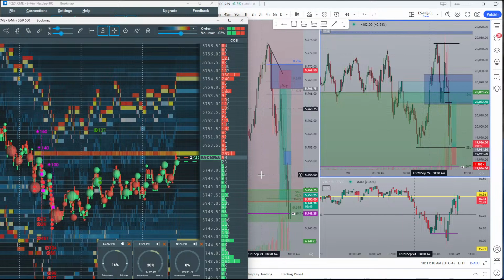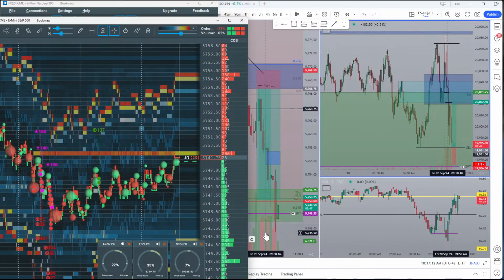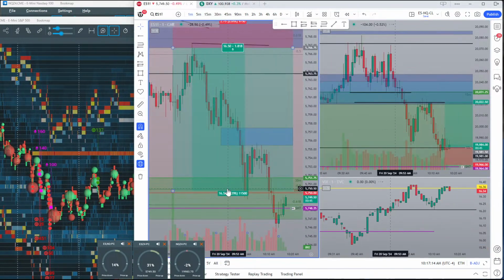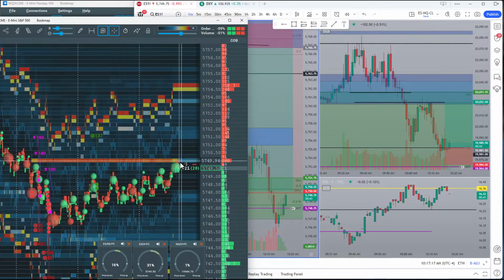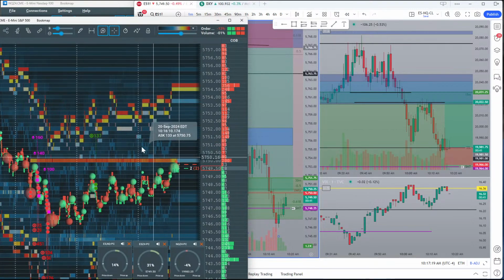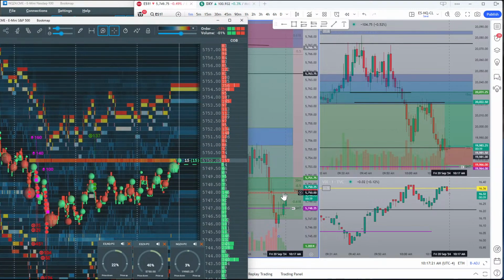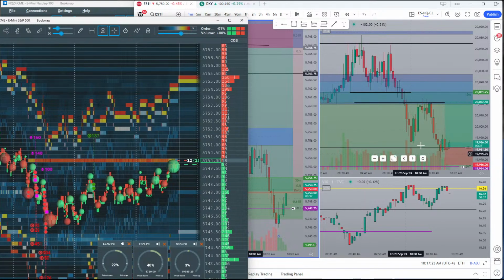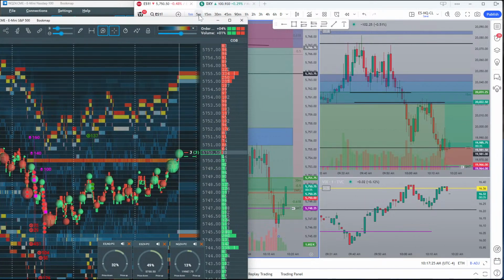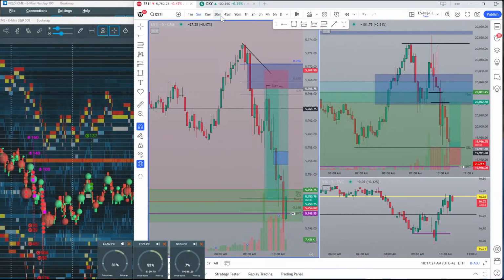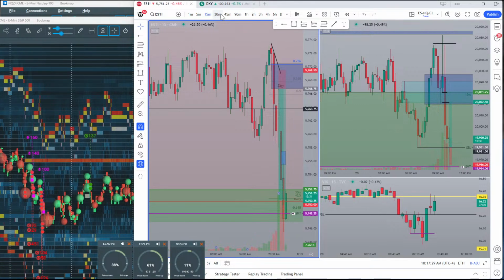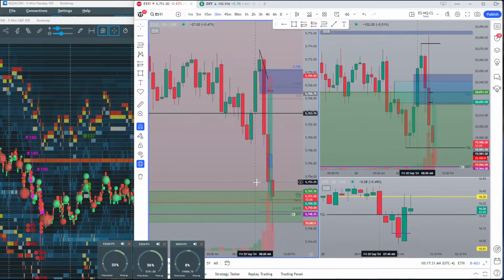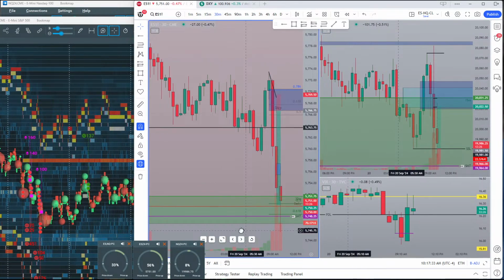Alright. Pretty heavy level right here on ES on Bookmap. A lot of liquidity sitting there. Let's see if we want to run that before pushing lower. But again, this is an area that I wanted to see us reverse. Goodbye. We could wait for that 30-minute to close. The 30-minute will give us a good sign.